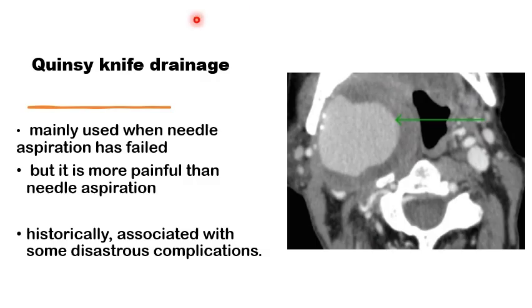A Quinsy knife incision and drainage is usually used when the needle aspiration has failed, because it's more painful than needle aspiration, and historically it was associated with some disastrous complications. You could see here an internal carotid artery aneurysm displacing the tonsil and mimicking a peritonsillar abscess.